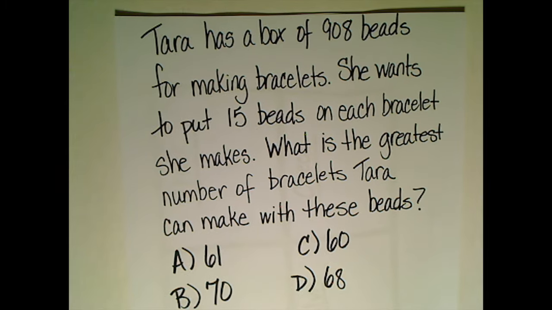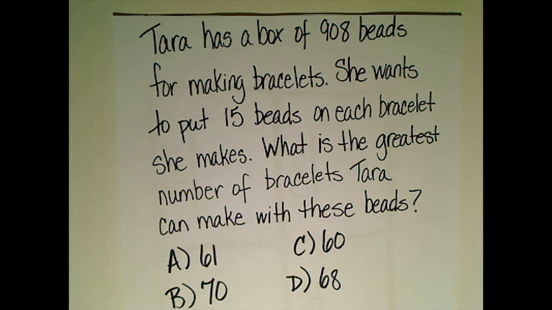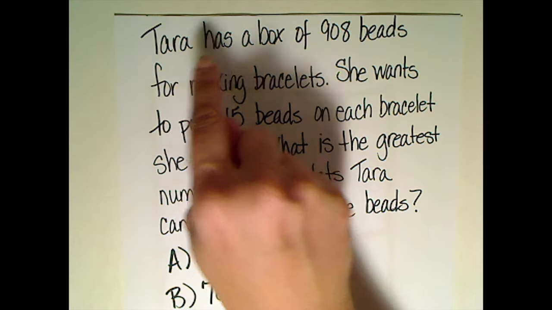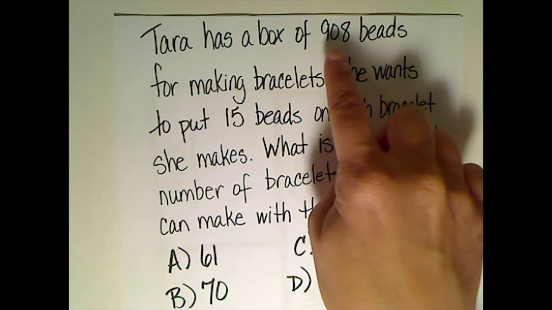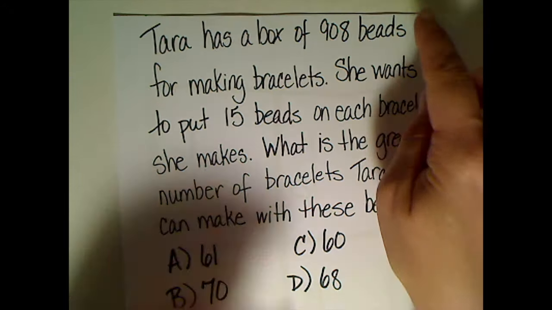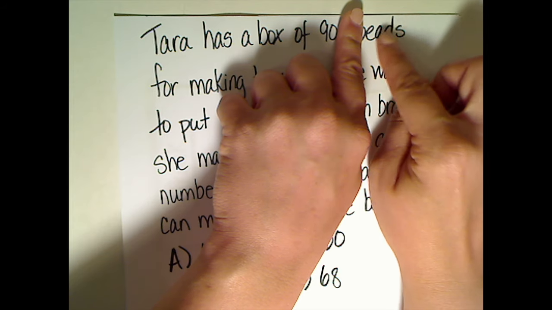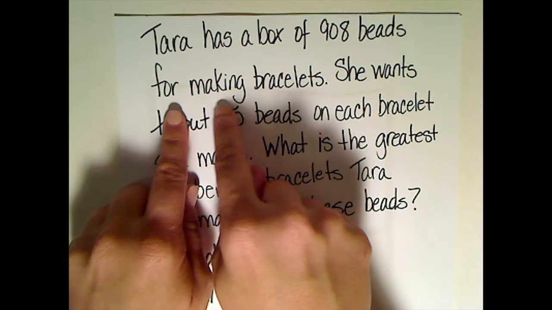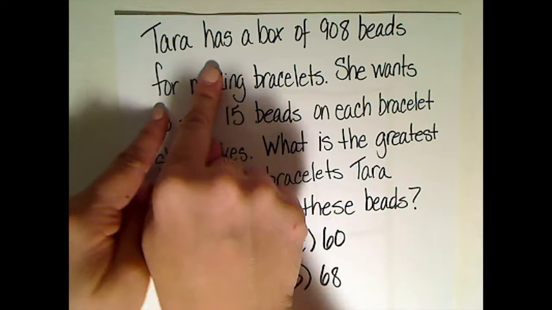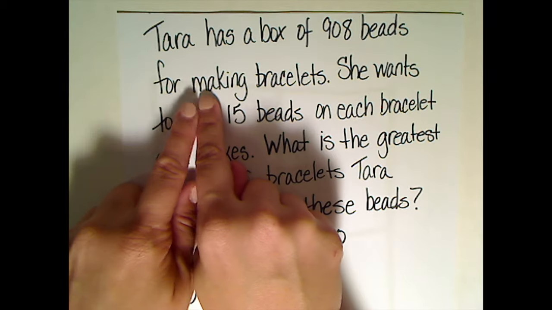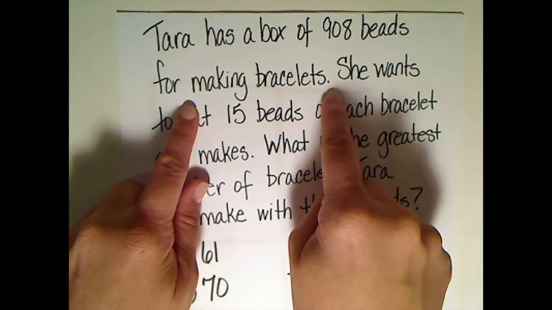Now remember, the first thing we're going to do is read through the word problem to make sure that we understand every single word in the word problem. So Tara has a box of 908 beads. EA in this case is the long E sound, E. The A is silent, beads. For making, we have our suffix ing, making bracelets.